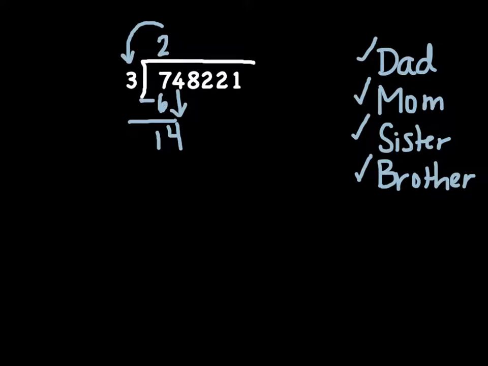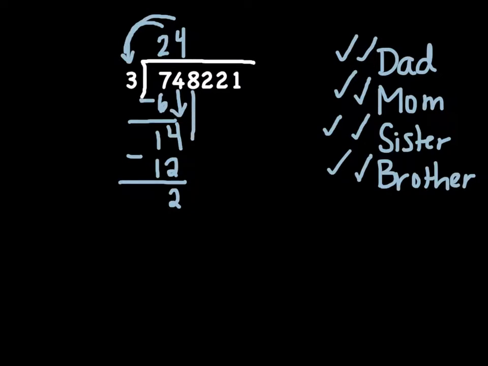So now that we've gotten down to Brother, we're going to go back up to the top of the list to Dad. That means we're going to divide 3 into 14 now. 3 goes into 14 4 times. Then we multiply. 4 times 3 is 12. Next, we subtract. 14 minus 12 is 2. And then we bring down the next number.